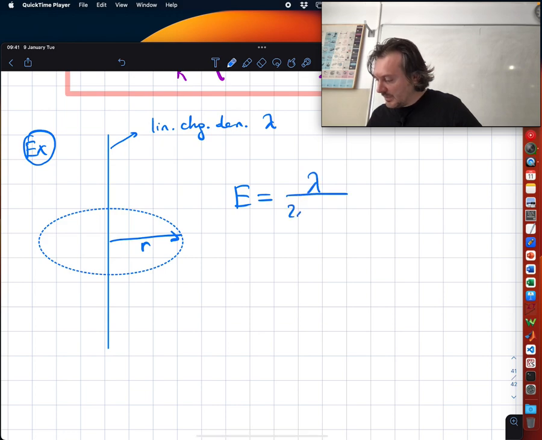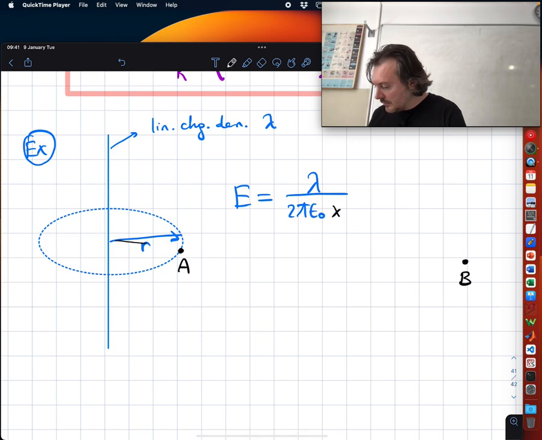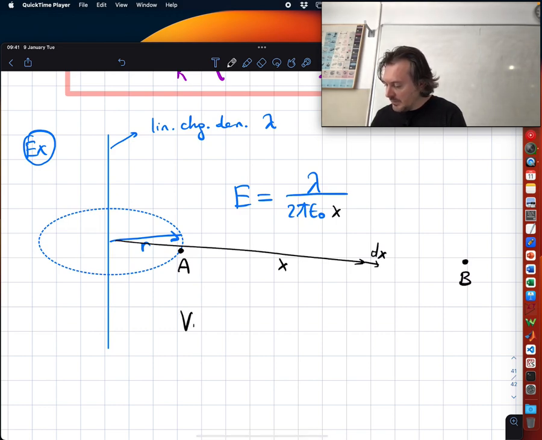So lambda over 2 pi epsilon 0 r. Do you remember this result? Yes. Now let's find the potential at that point. Let's call this point A and try finding it with respect to B at infinity. We will run into a problem very, very soon in this particular problem. So at a distance x, let me call this r and let me call this x. This is x and dx is in this direction. So I can just write Vb minus Va is integral a to b e dot dx.